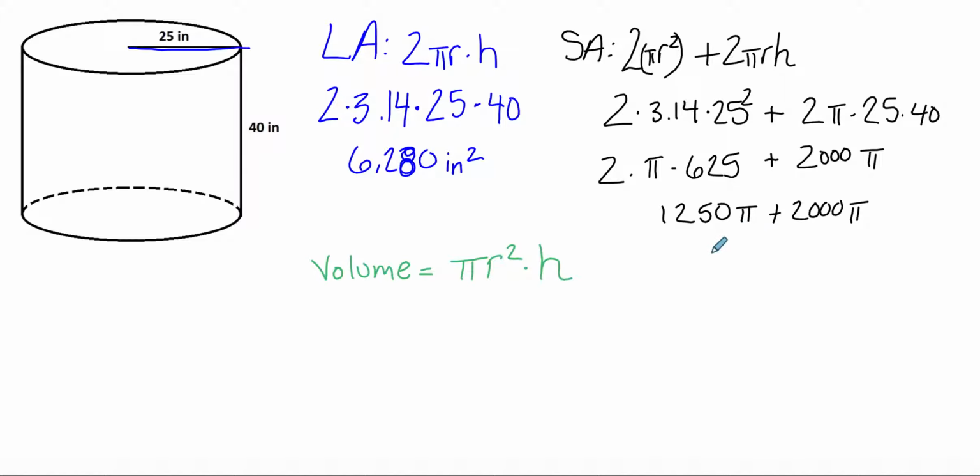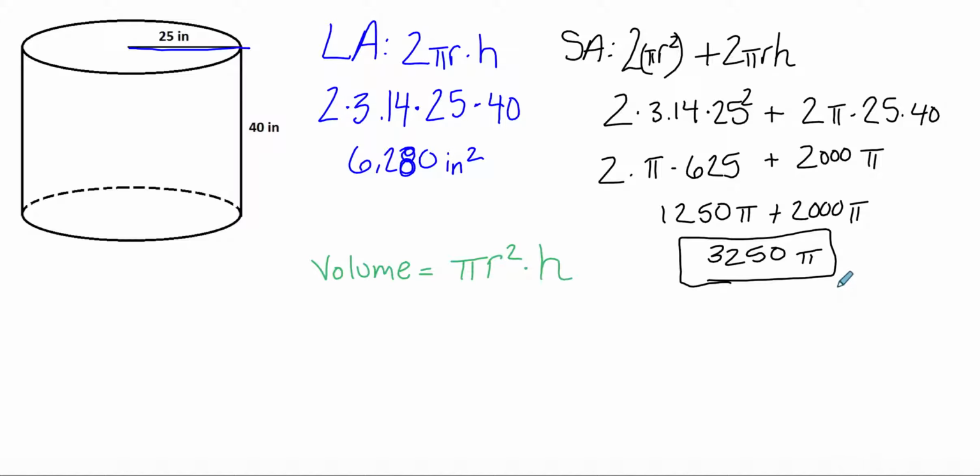Some examples may ask you to write it in terms of pi, so all they want you to do is add these together. If I have 1,250 pi plus 2,000 pi, altogether I have 3,250 pi. That is an acceptable answer if it asks you to solve in terms of pi. A lot of people do that just to keep their life a little easier as well, since they don't have to worry about rounding it at the end.